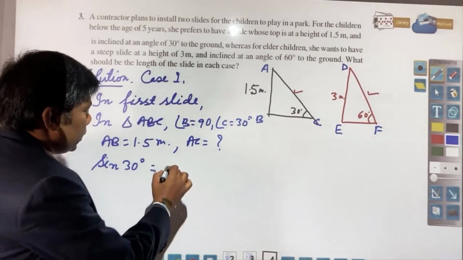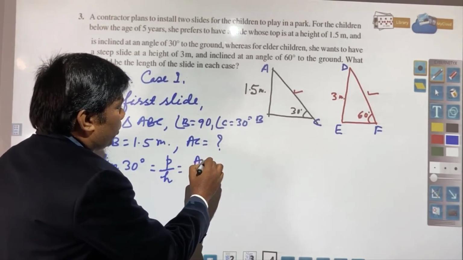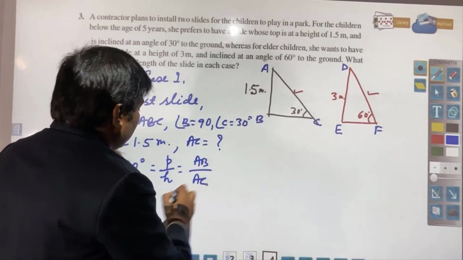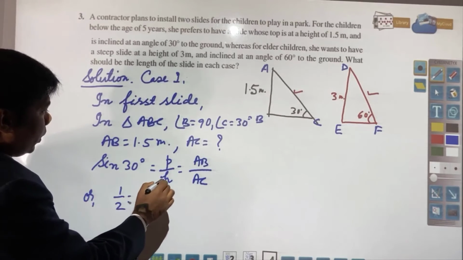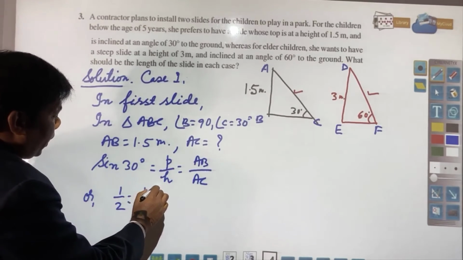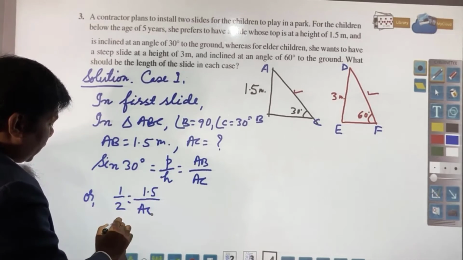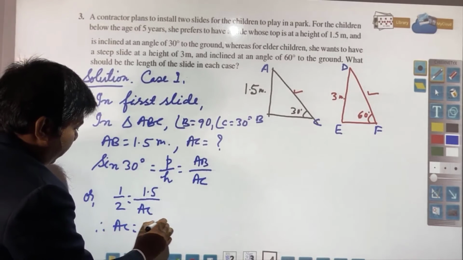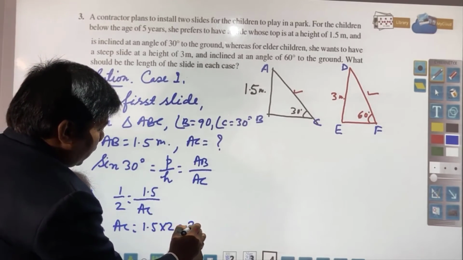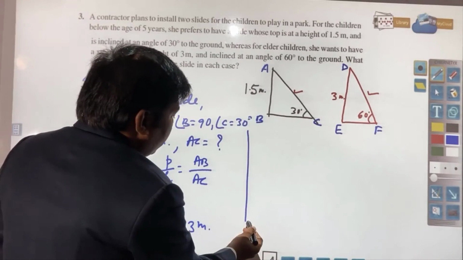Sine 30 degree is equal to what? We know P by H, and that is equal to AB by AC. Sine 30 is equal to 1 by 2, and that is equal to AB which is 1.5 divided by AC. So cross multiplication you do. So AC will be equal to 1.5 into 2. It means 3 meters.